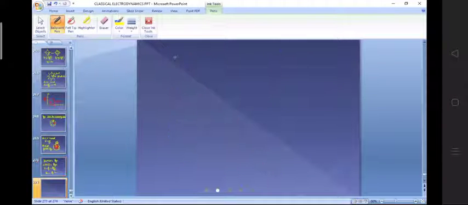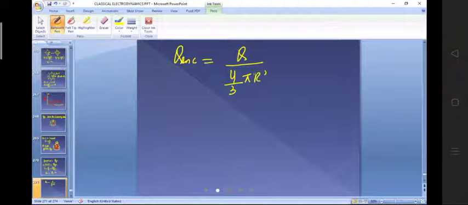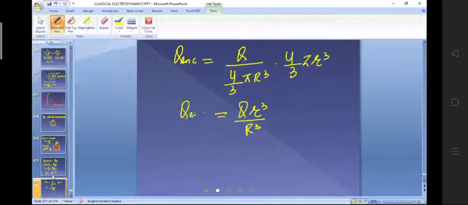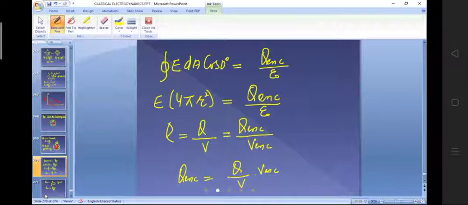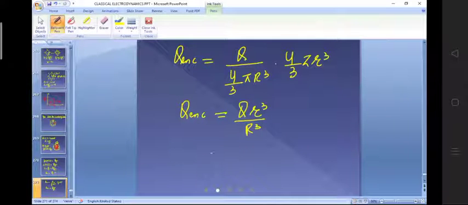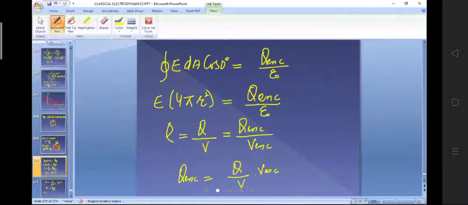So let's calculate this Q enclosed. How much is Q enclosed? That will be equal to Q divided by V. So V is equal to 4 divided by 3 pi R cubed, the spherical volume. And V enclosed is the volume enclosed by the Gaussian sphere whose radius is small r. So its volume will obviously be 4 divided by 3 pi small r cube. So Q enclosed will be equal to Q r cube divided by capital R cube. This is Q enclosed. Then substitute it here, and we are able to calculate electrostatic field. So E will be equal to Q enclosed by, so I will write like this.